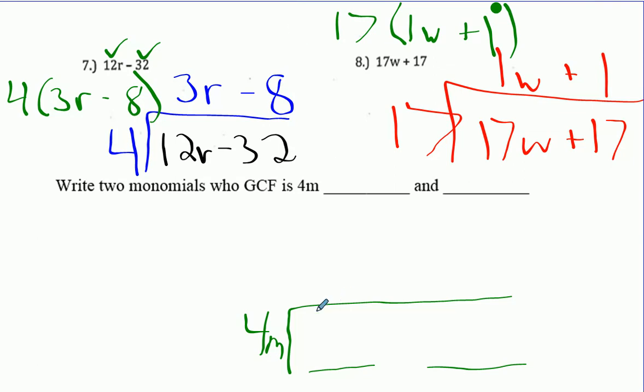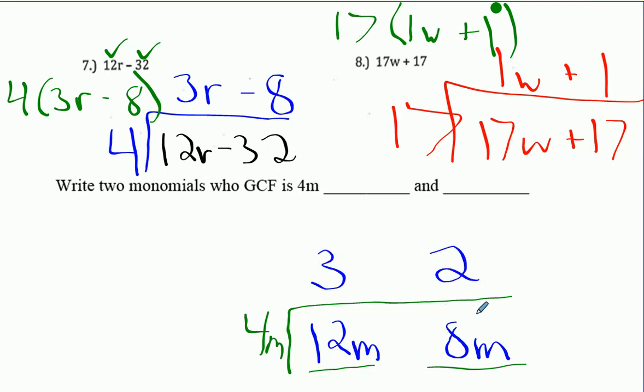Okay, if you're back, we're thinking of numbers that multiply that would have a 4 in common. Like 12 would have a 4. I could divide 12 by 4, and 8 could also be divided by 4. And they don't have anything else in common if I took the 4 out of it. And if I put an m next to both of them, they would both have an m in common. So let's see. If I took that out, it would be 3. And if I took it out of here, it would be 2. And that's it. So these guys have nothing left in common. So two of them could be 12m and 8m.